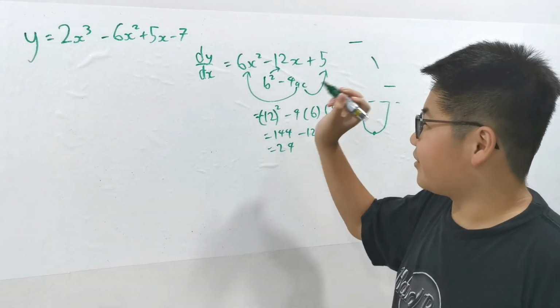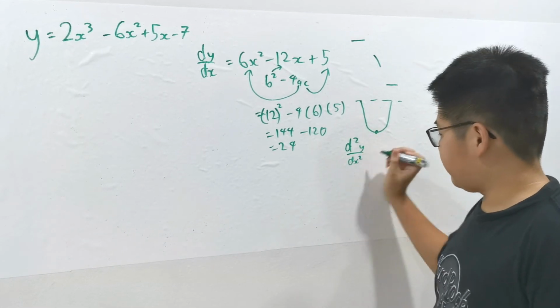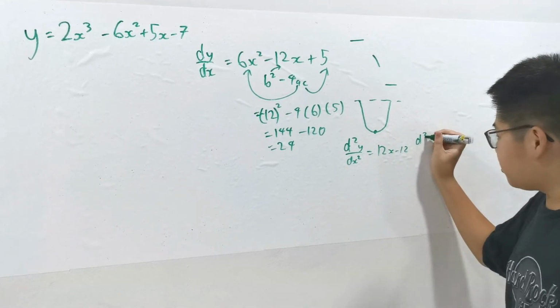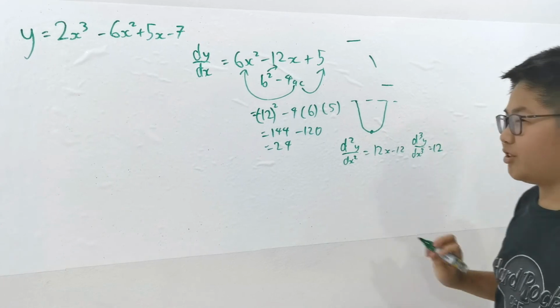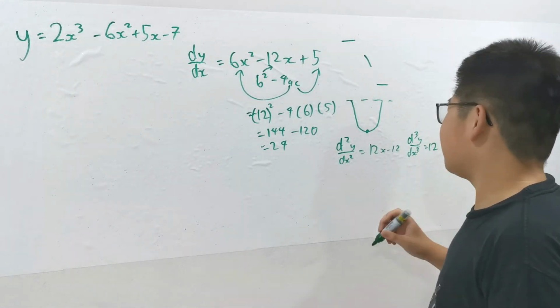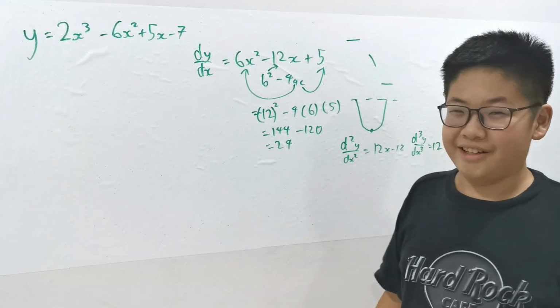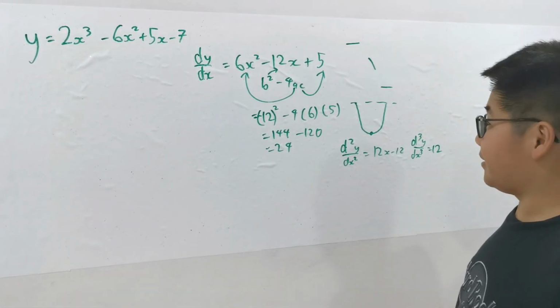Since we already figured out dy over dx, let's find d squared y over dx squared equals 12x minus 12, and d cubed y over dx cubed equals 12. And I have no idea what this means to the curve, but what it tells us is that the gradient of the gradient of the gradient is constantly 12. Now, let that fact sink into your mathematical brains.